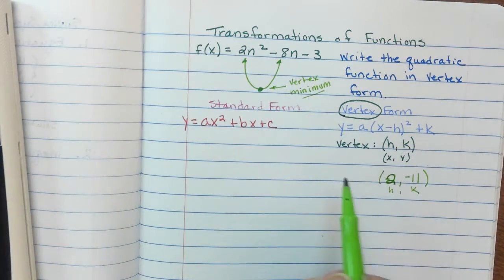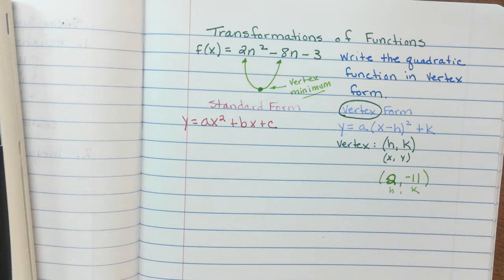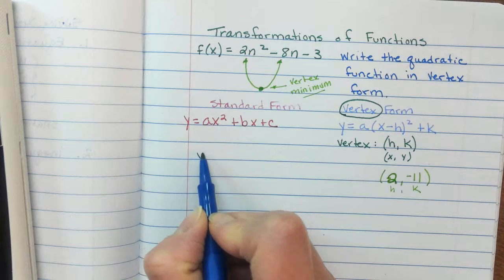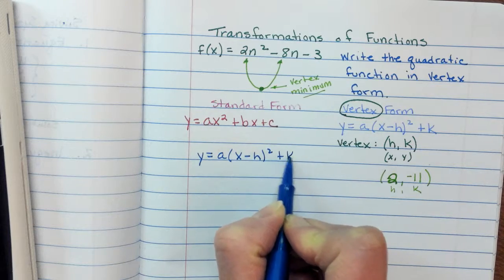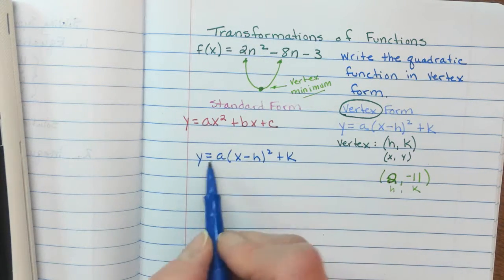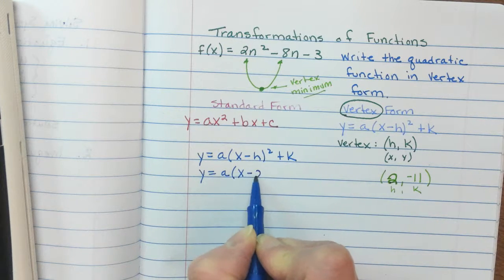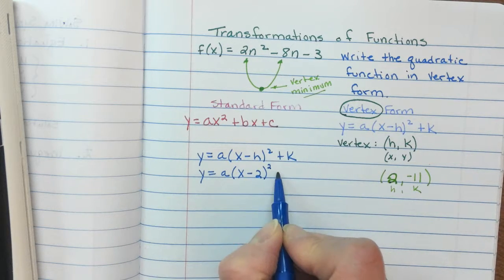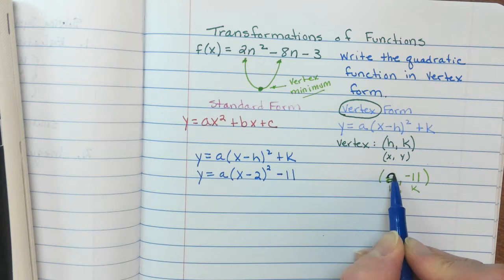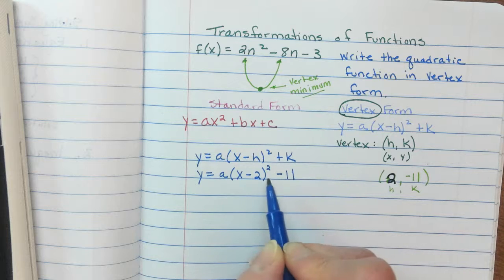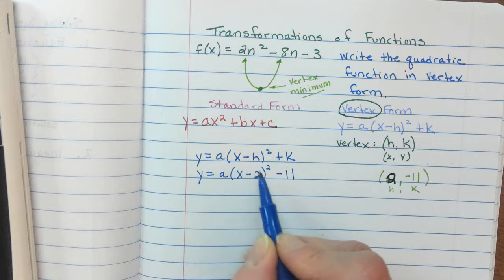So that means then that I'm going to use this form. I'm going to substitute in my h and my k. So I'm just going to simply rewrite y equals a times x minus h squared plus k. And I'm going to substitute those in for my h and my k. So y is equal to a times x minus 2 squared minus 11. Okay? So I just want you to notice here that this point is positive, but when I put it in my vertex formula, I have a minus 2. It's the opposite on the inside.